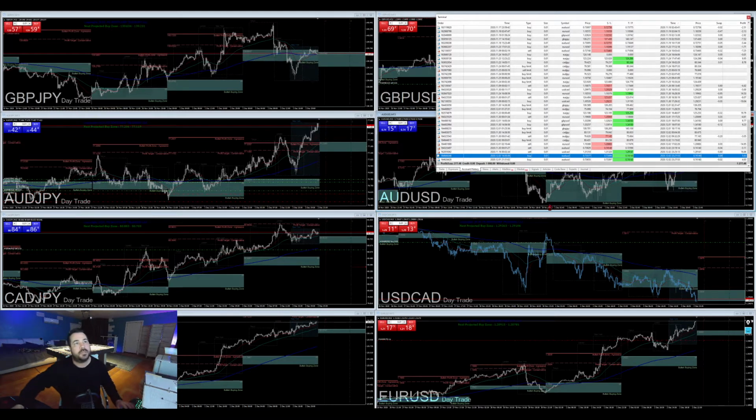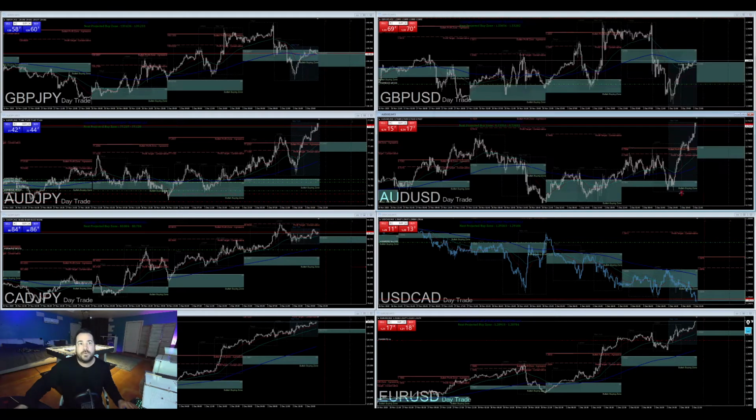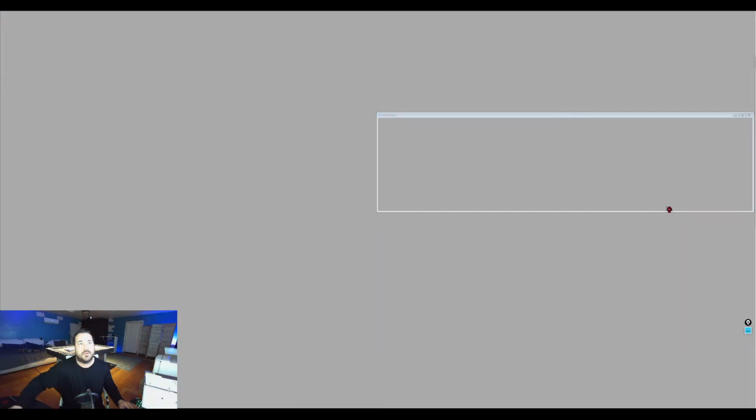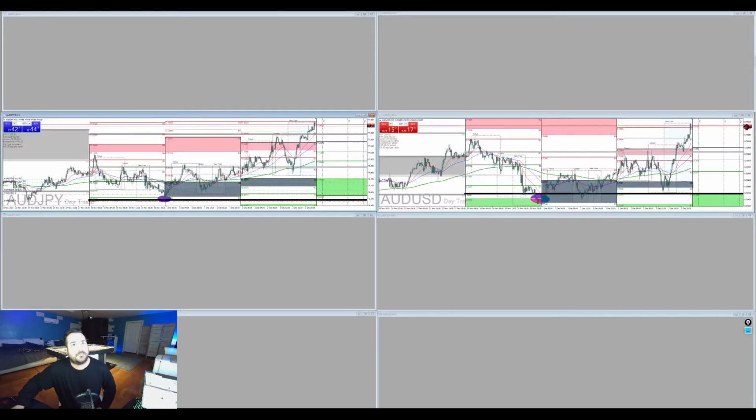Okay, so let's get into the day trades. I have two of them. They're smaller wins. I was actually hoping that. Let's go over here real quick and show you what I'm talking about. Into the day trade. Okay, so they were both here.